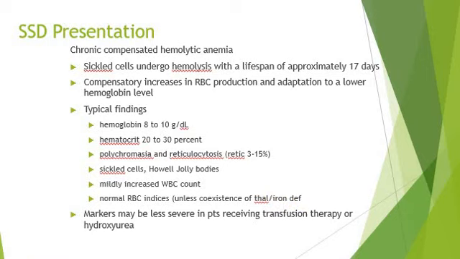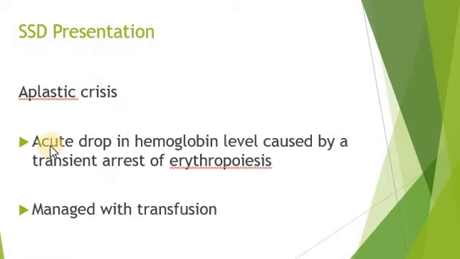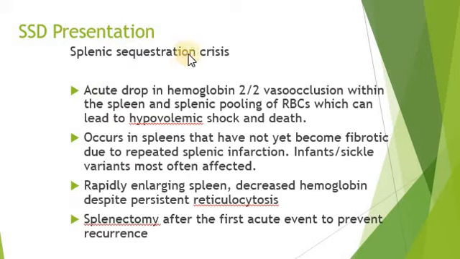of iron. Aplastic crisis may be there due to the acute drop in the hemoglobin levels that is caused by the transient arrest of the erythropoiesis. It should be managed by transfusions. Splenic sequestration crisis may lead to hypovolemic shock and death, and it is again a problematic condition. Here we have to remove the spleen. Splenectomy has to be performed after the first acute event to prevent the recurrence.